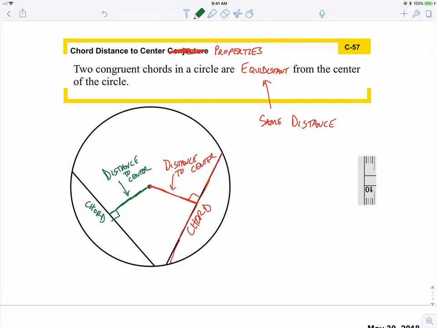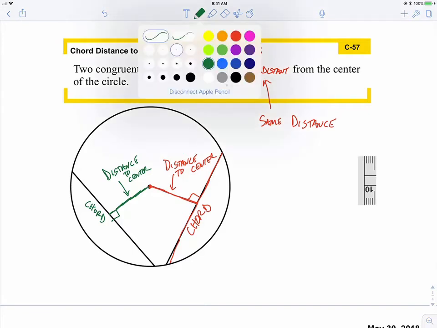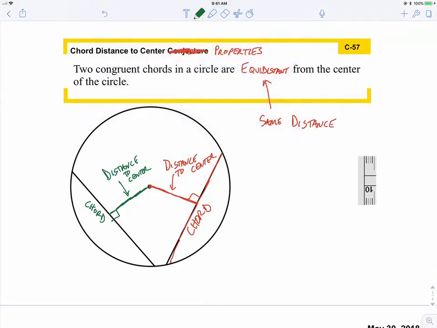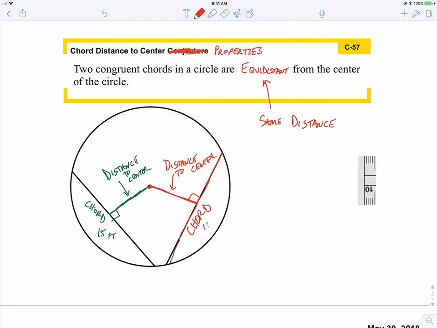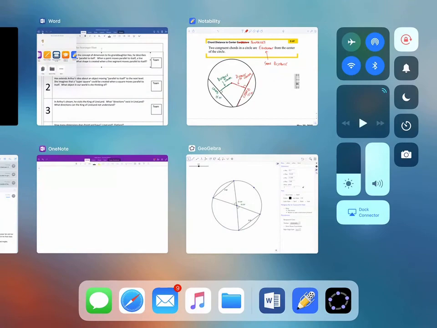The green chord will be the same distance to the center as the red chord if they are congruent. So if this chord is 15 feet long and the red chord is also 15 feet long, then their distance to the center will be the same. Let's take a look at that one.